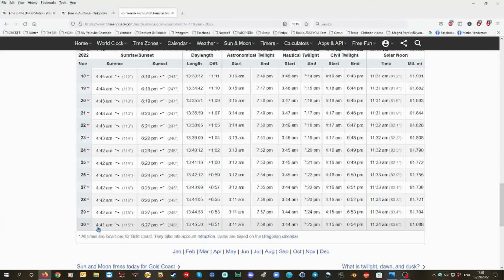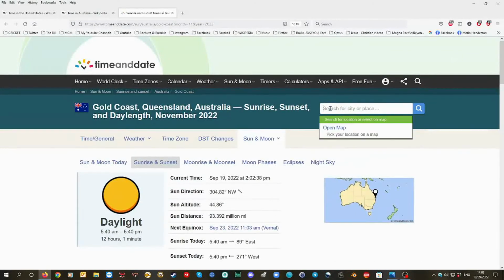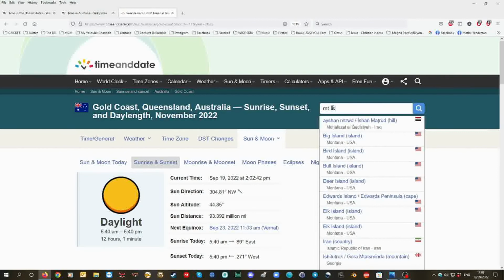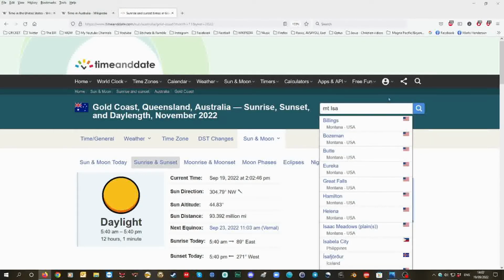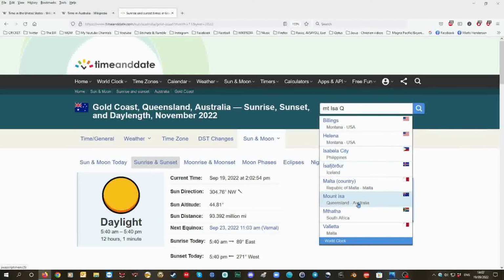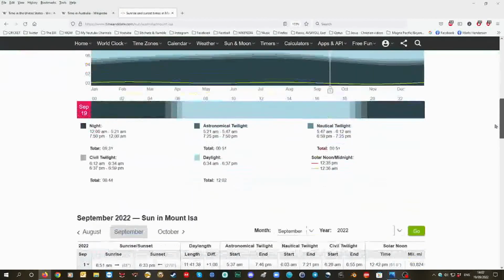Right, so Gold Coast, 4:41 AM standard time in late November sunrise, and 7:27 standard time sunset, right? So daylight saving would be 5:41 on the Gold Coast, and sunset would be 7:27, right, for late November, right? We'll go to Mount Isa, Queensland. That's it, and then we go to November.